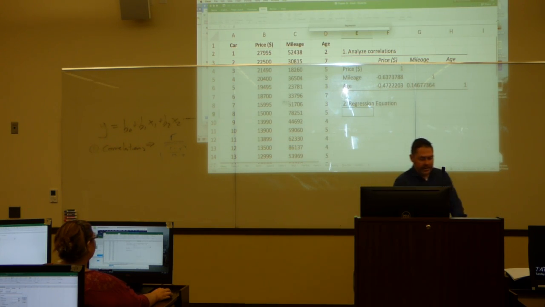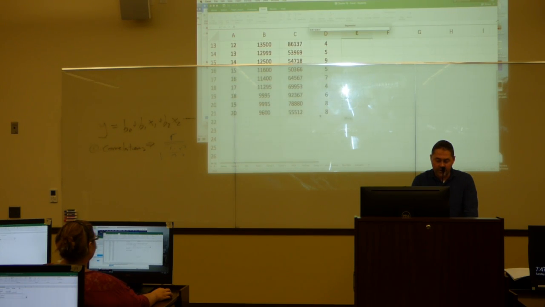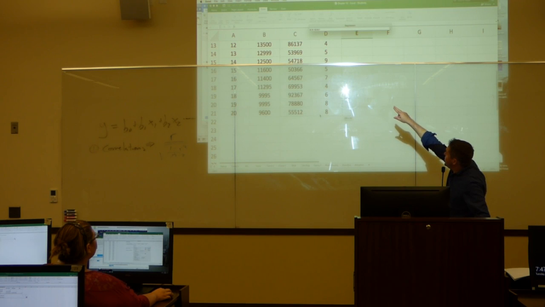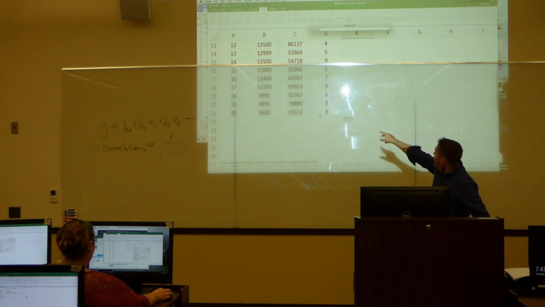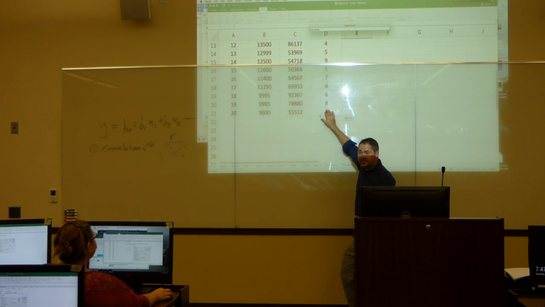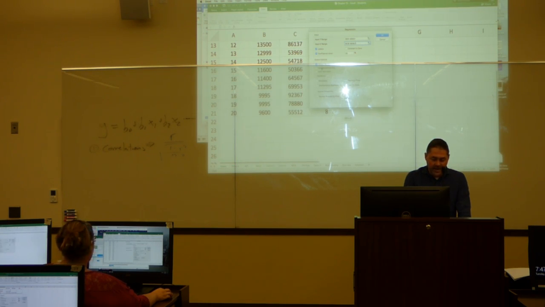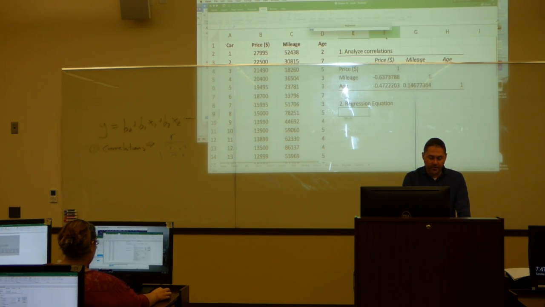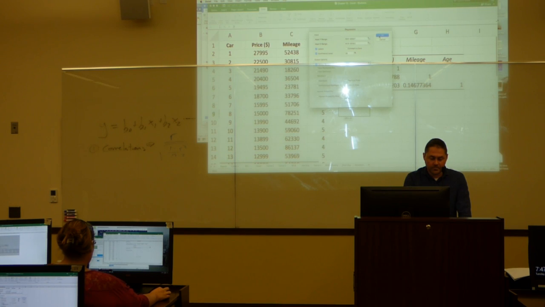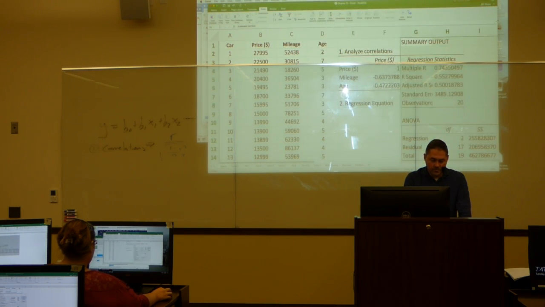In this case we only have 2, mileage and age. So notice I highlighted both columns together. I started at C1, which is the mileage, and I ended at D21, which is the 20th observation. Labels, first row, confidence 95%, output range, I'm going to put it right here, right underneath my regression equation.